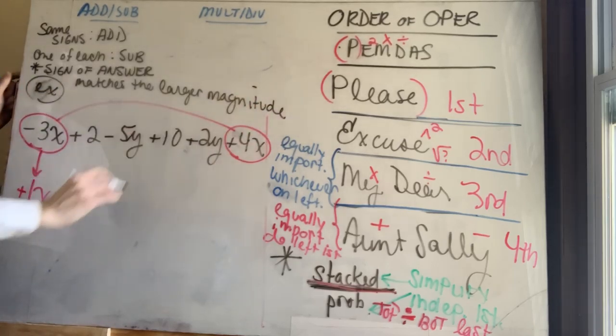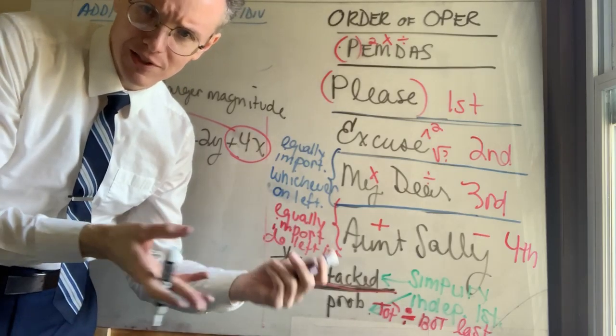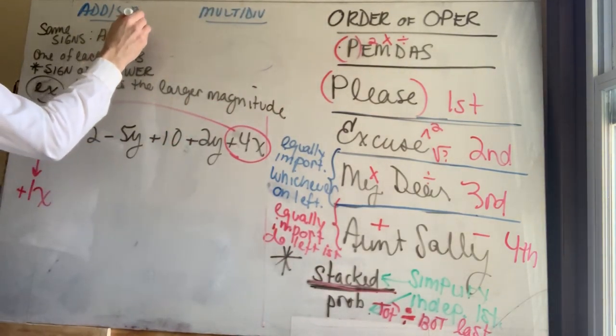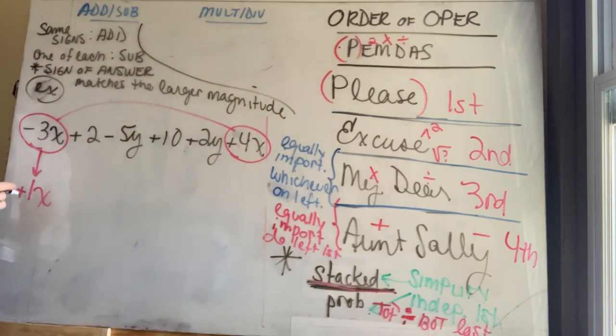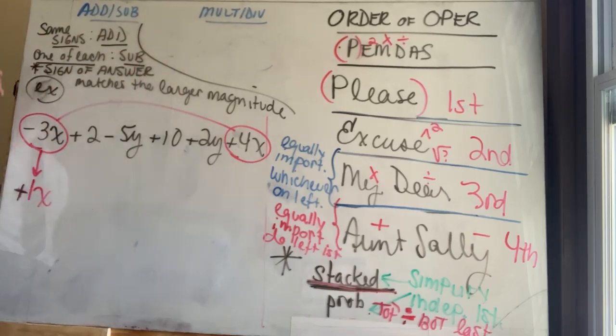It's referring to the digit, really, the size of the number. I can't say greater or less than, because that would not be technically true. I am obligated to say the word magnitude. But essentially, if you think of something as being bigger, and it happens to be positive, then your answer is going to be positive. If it was the negative that happened to be a larger magnitude, then the answer here would be negative. Same signs, add; one of each, subtract.